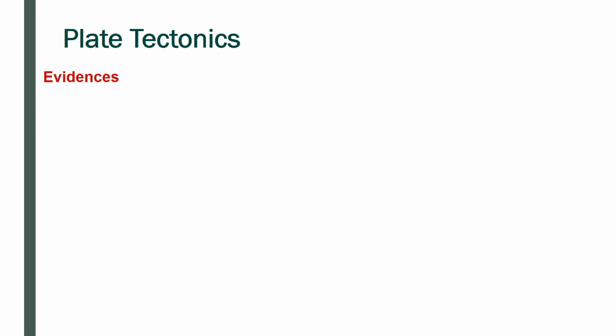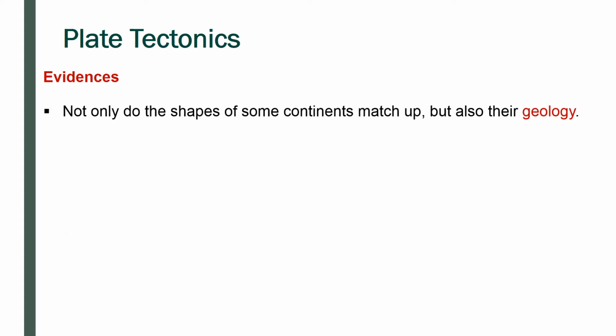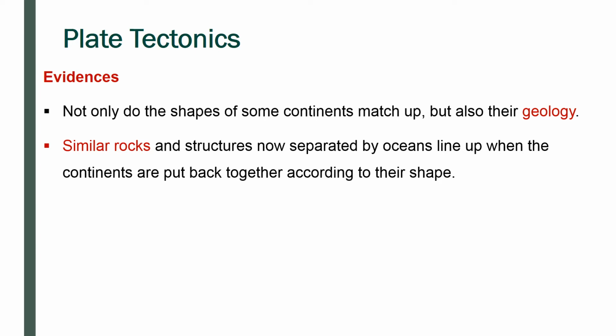The evidences for plate tectonics are actually many. Let's talk about the first one: not only do the shapes of continents match up, as we said before, but also their geology. It's not only the borders. If you get rock samples from these separated continents, you will find the same mineral and chemical composition of those rocks. Also, similar rocks and structures now separated by oceans line up if you put the continents back to their original location.